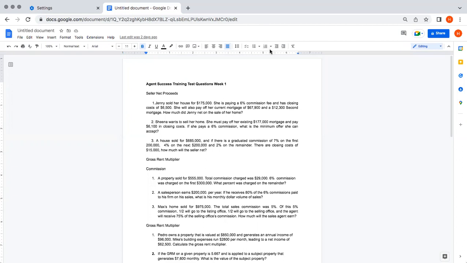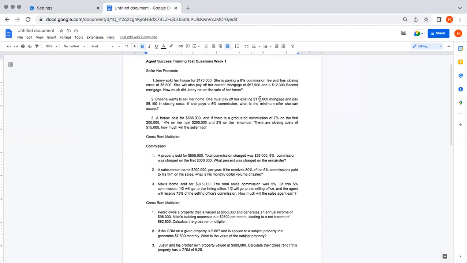Okay. So we're going to start with the first question. This is a seller net proceeds question. And really, it's very, very basic math. It's really just putting all of the different costs together. When you think of seller net proceeds, you're thinking about all of the different things that the seller would have to pay to net a certain amount. And so that's really what you're trying to look at, especially in this first problem.